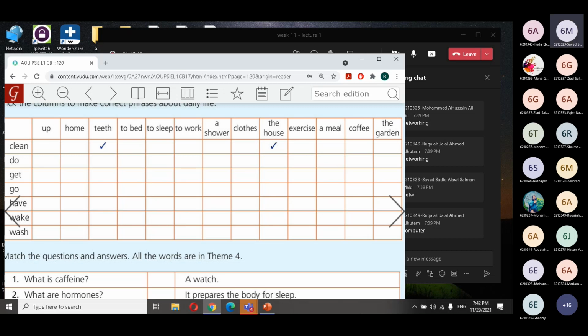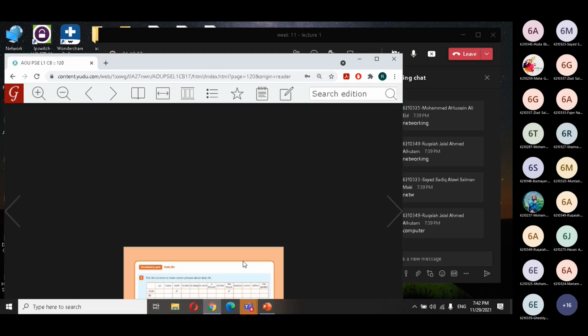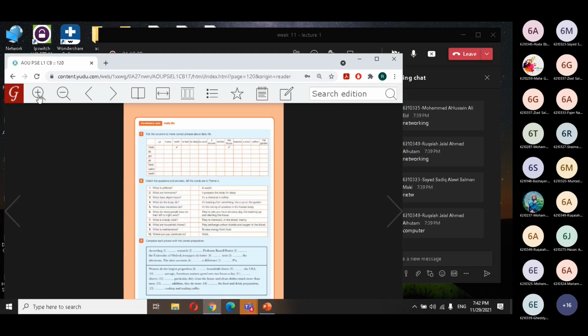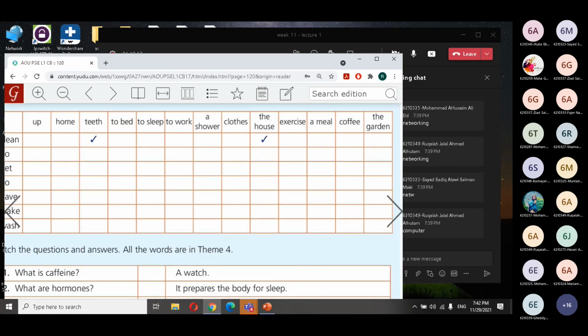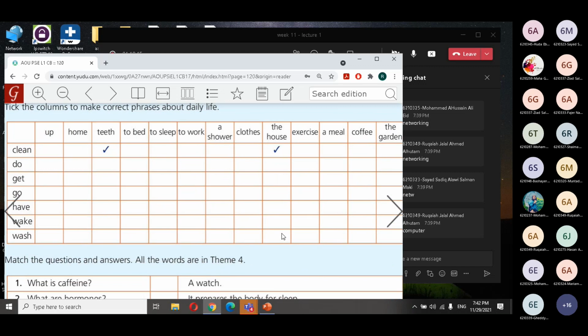Do work. Do to sleep. Clothes. You cannot say do to work. Do a meal. No, you make a meal. You don't do a meal. Do the gardening. Do coffee. I need two words. No, you don't do coffee. You make coffee. Gardening. Yes, do the garden. This is one. One more. Two words. Do the garden.